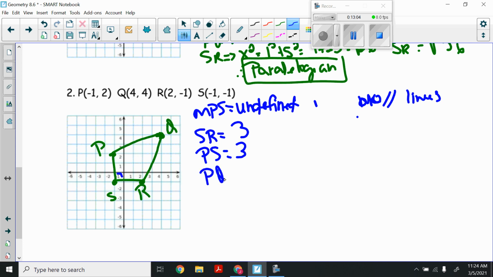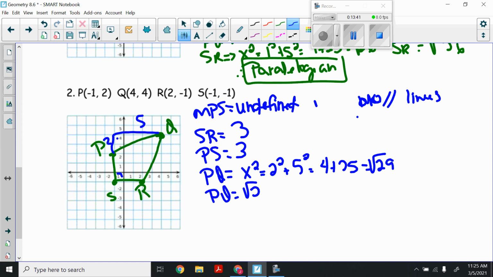So now I want to find P to Q. I'm going to do my right triangle. So up 2 over 1, 2, 3, 4, 5. Let's see, make sure I counted that right. 1, 2, 3, 4, 5. So PQ, I would have x squared equals 2 squared plus 5 squared. So 2 squared is 4, 5 squared is 25. So 29, so the square root of 29. So PQ is equal to the square root of 29.